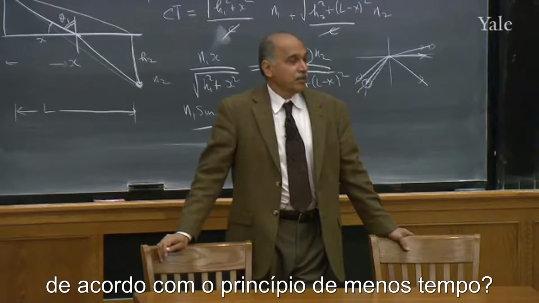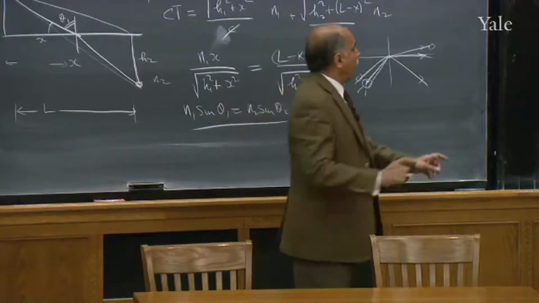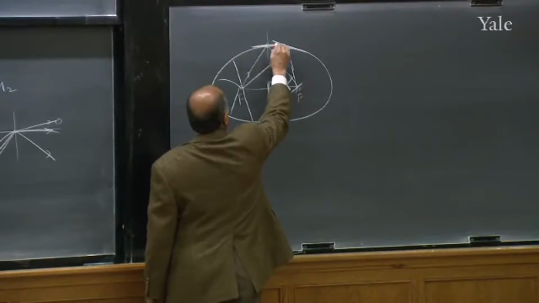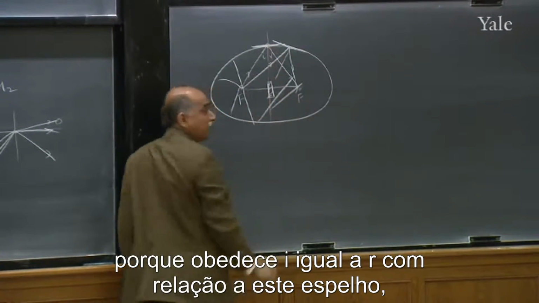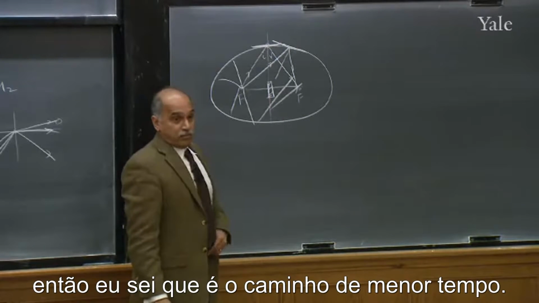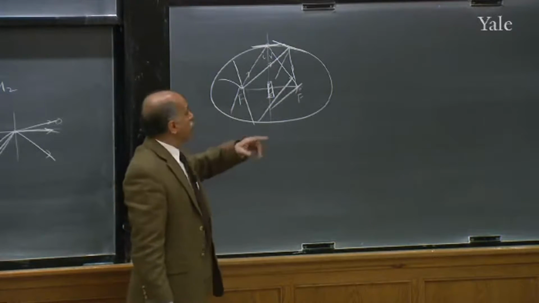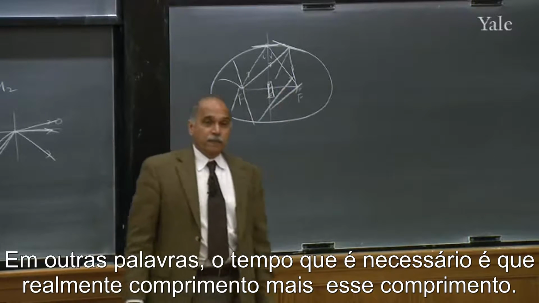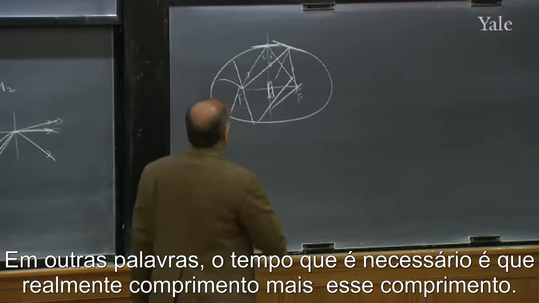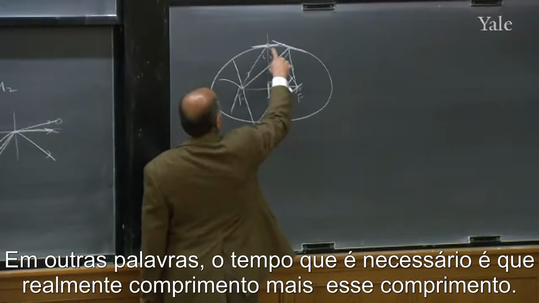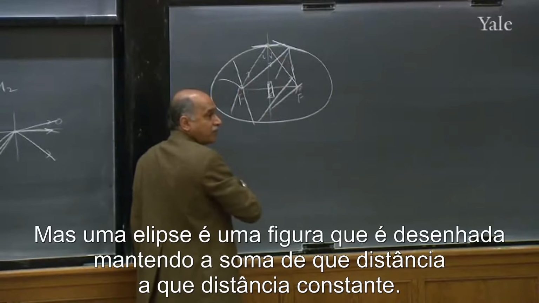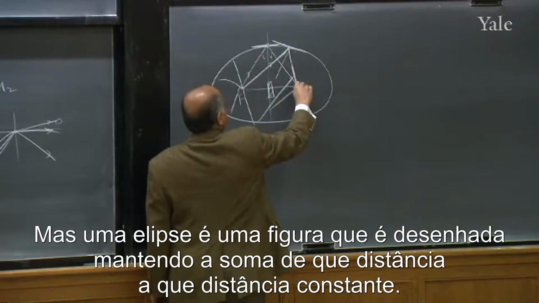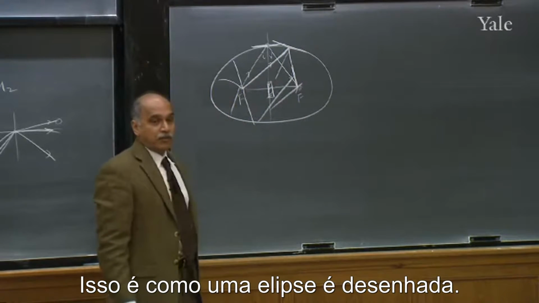According to the principle of least time, I know this path is a path of least time because it obeys I equal to R with respect to this mirror, so I know it's the path of least time. You agree? That is correct. In other words, the time it takes is really that length plus that length. But an ellipse is a figure that is drawn keeping the sum of that distance plus that distance constant. That's how an ellipse is drawn.